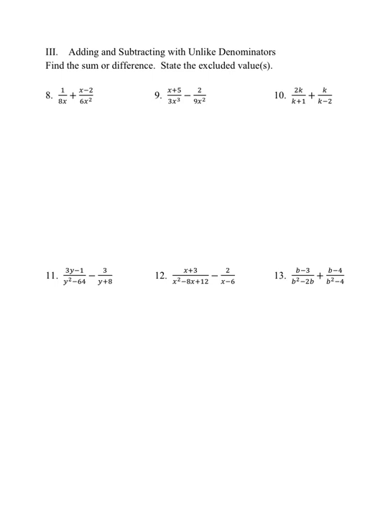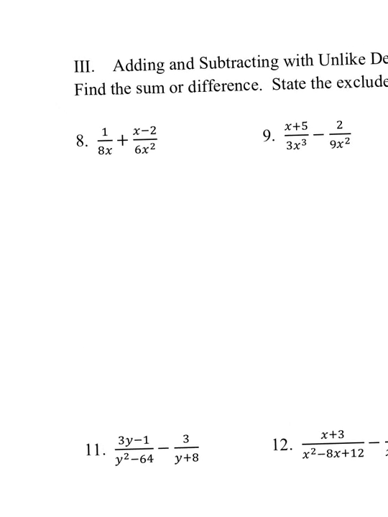Today's lesson is adding and subtracting rational expressions with unlike denominators. So the first thing you want to do is to find your least common denominator. So when you're looking at number 1, you will see you have 8x and 6x squared. So the first thing you want to look at is those coefficients and say, all right, well, my least common multiple of those is going to be 24.